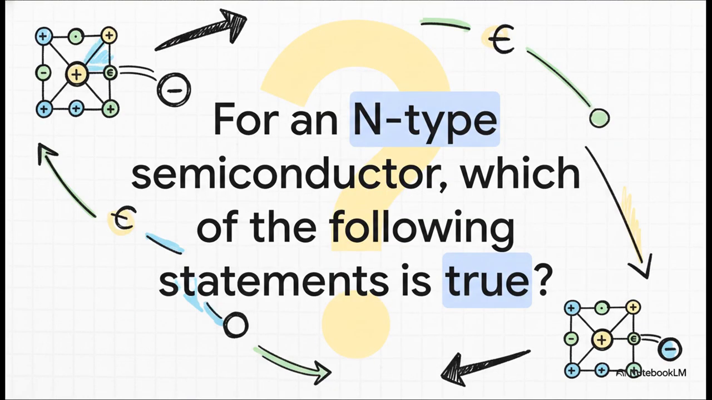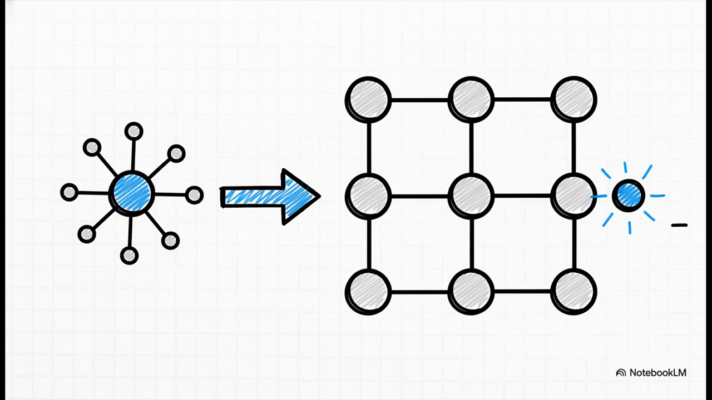All right, let's try another one. This is pretty much the same concept, just flipped around for an N-type semiconductor. Take a second and look at the options. What do we know about N-type? What's the majority carrier? And what kind of dopant do we use to make it? Yep, it's gotta be B.